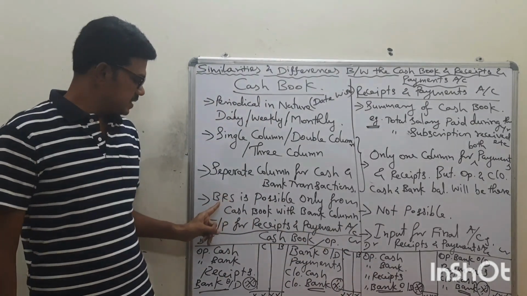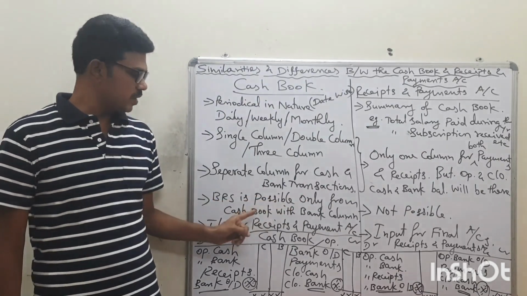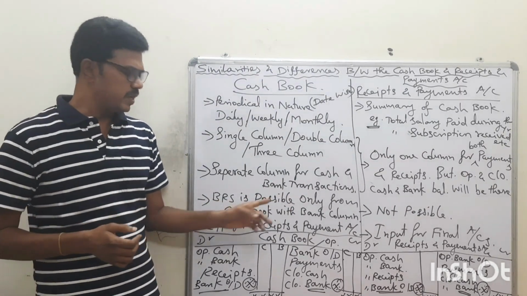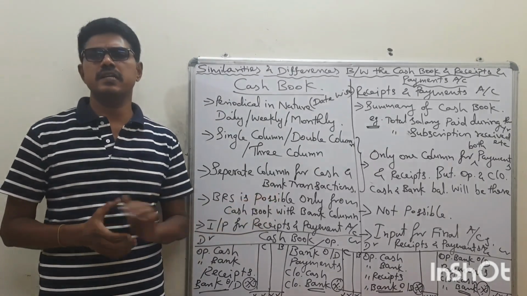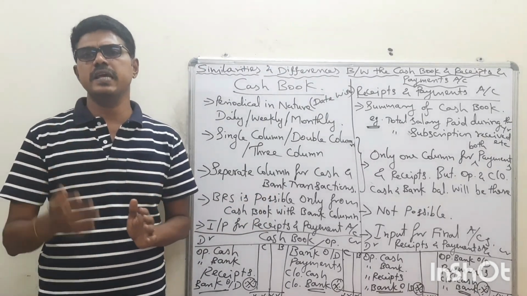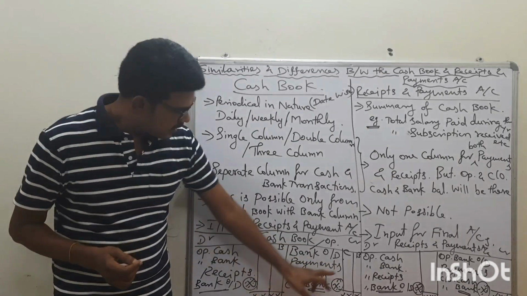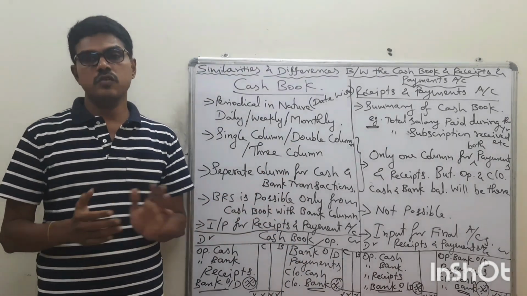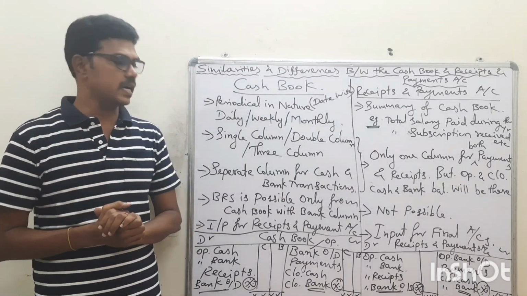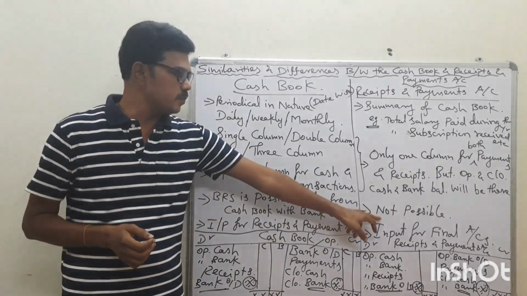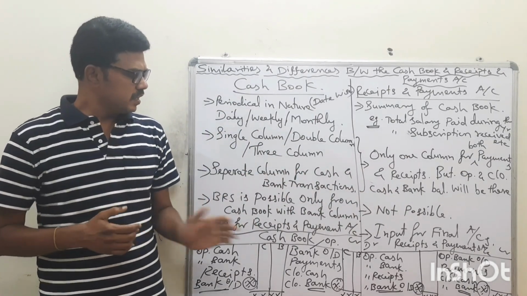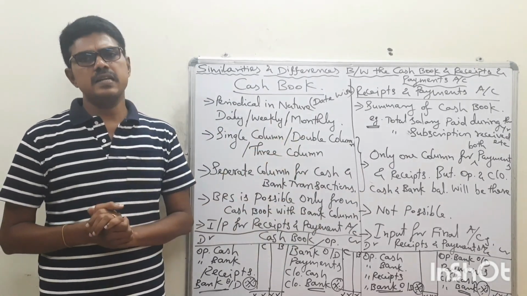Bank reconciliation statement, BRS, is possible only from the cash book with bank column, because all the transactions are recorded here date-wise. So we can easily compare the bank column of the cash book with the bank passbook, and easily reconcile the account. Whereas in the receipts and payments account it is not possible, because all the transactions are already summarized.